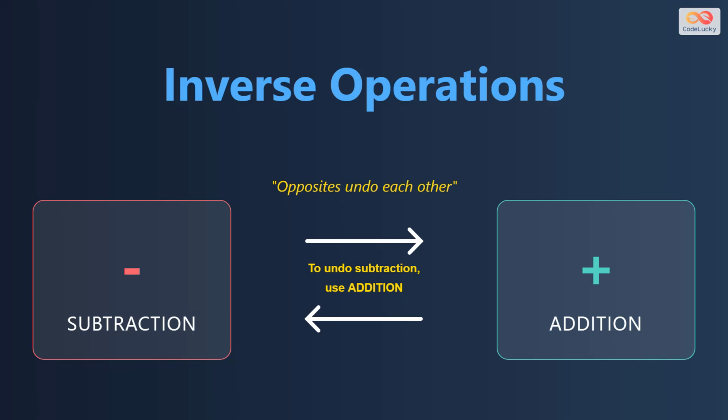To remove a number, we use inverse operations. Inverse means opposite. The opposite of subtraction is addition, so if we see a minus sign, we will use addition to undo it.